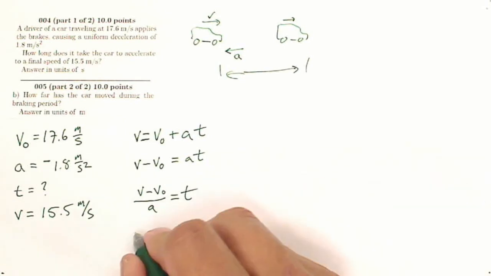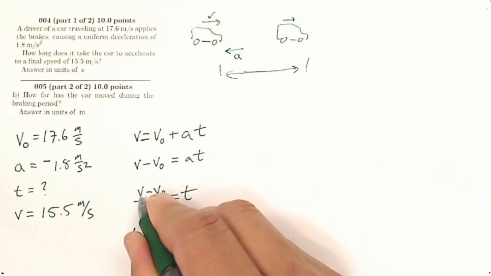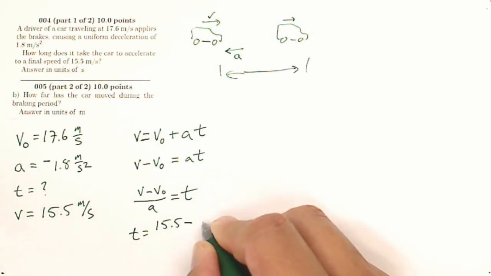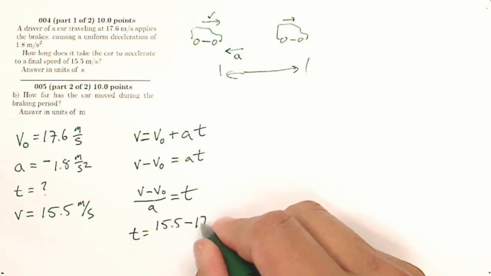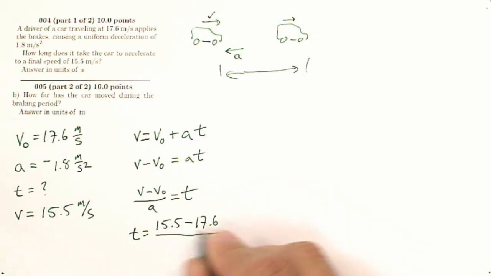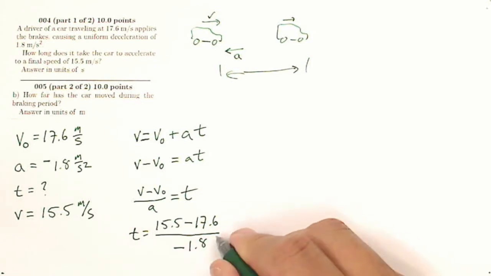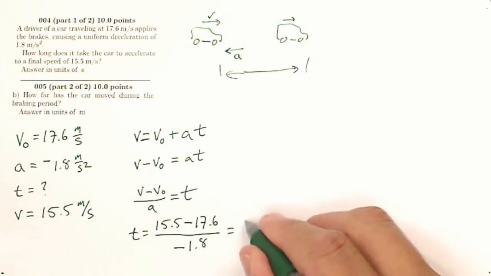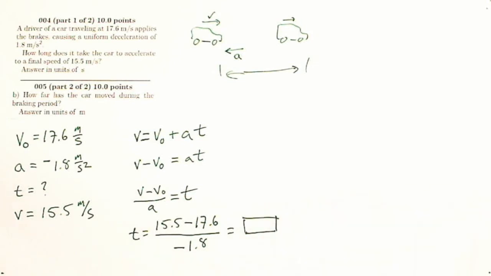So if I plug in some numbers here, I get my time equals my final velocity of 15.5 minus my initial velocity of 17.6 divided by my acceleration of negative 1.8. And that's going to be my time. You'll notice that it's a small number minus a bigger number, so this is going to be negative. This is already negative, so those negatives are going to cancel out and give me some positive value of time.